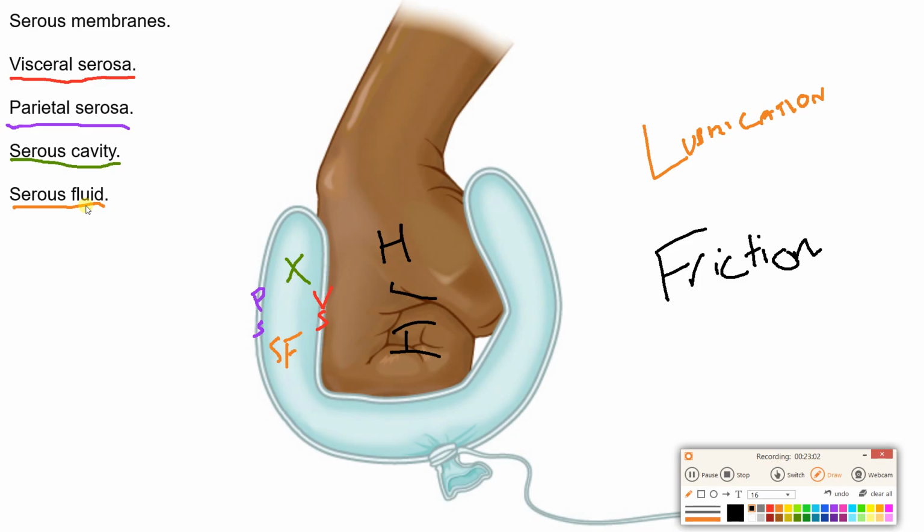Okay, here's the thing though. I mentioned the heart, the lungs, the intestines. If I just use the word serous, do you know if I'm talking about the heart or the lungs or the stomach? You don't. So we're going to have to replace the word serous with some specific words for specific organs. So let's go ahead and do that.